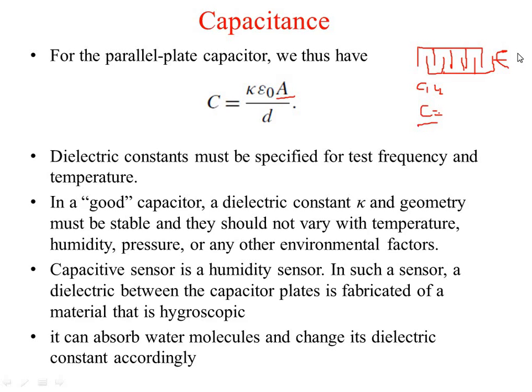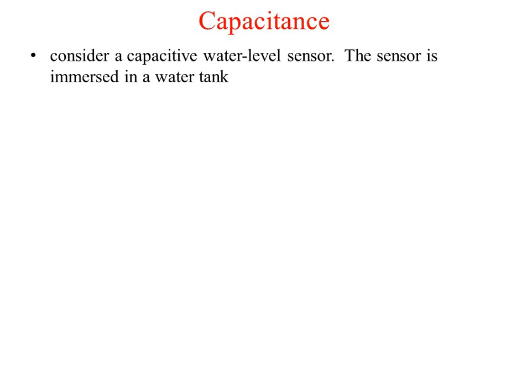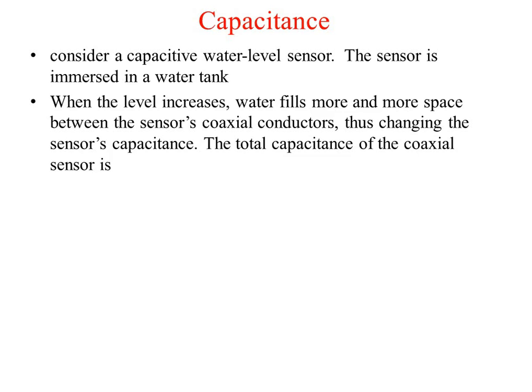So you are using two plates to measure the water level. The plates are immersed in a water tank, and when the water level increases it fills up. We have to take care that since the plates are conductive plates, a short circuit should not happen, so proper insulation will be taken care of, and that will form a capacitance. When the level increases, that level will change the total capacitance.